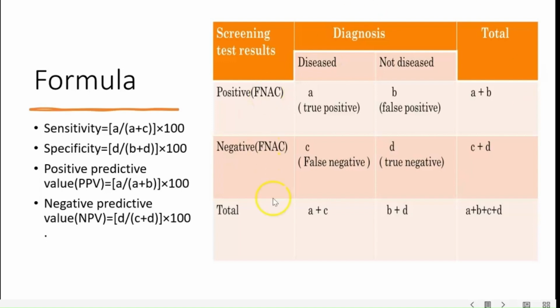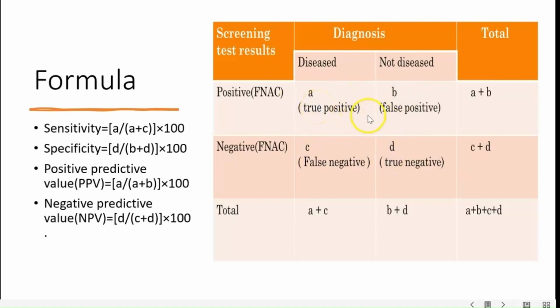We will make a table. On the left side, the first step is to enter the screening test, positive and negative. Then you should write the diagnosis part. This is the diseased column. This is the non-diseased column. Then you write down the A, B, C, D. We cannot write in this way. Write A here, B here, then C here and D here. You have to write in a similar way.